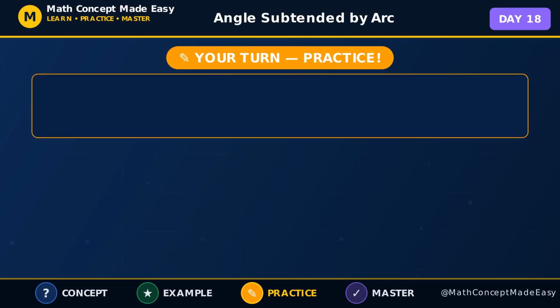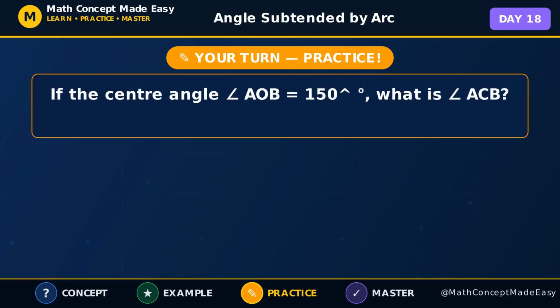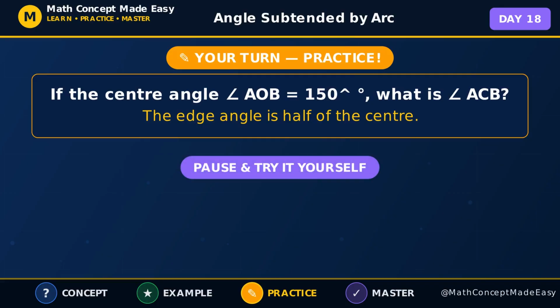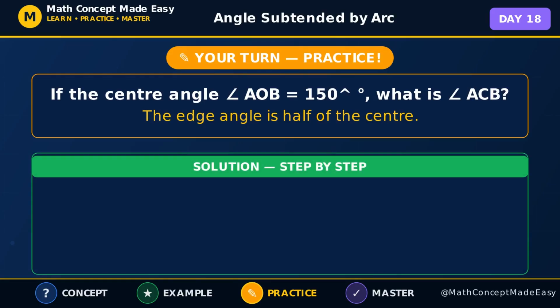Time to try it yourself. Here is your practice question. If the center angle AOB equals 150 degrees, what is angle ACB? The edge angle is half of the center. Pause the video now, or take a few seconds with me. 5, 4, 3, 2, 1. Okay, let us solve it together. Angle ACB equals 150 degrees divided by 2 equals 75 degrees. How did you do? If you slipped anywhere, rewind and watch that step again. That is exactly how strong students learn.